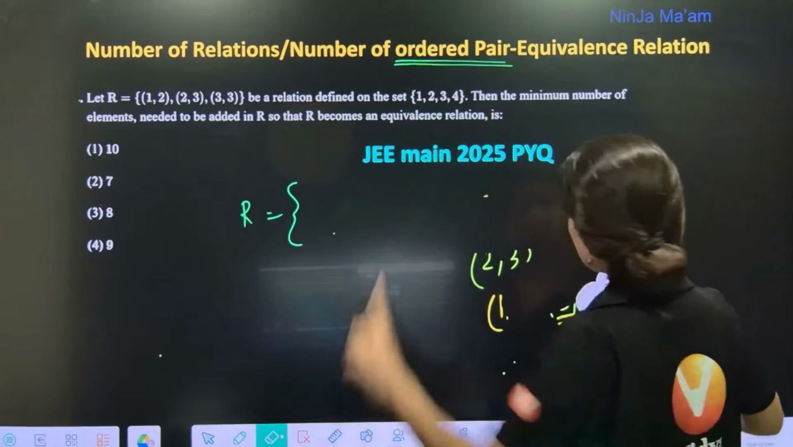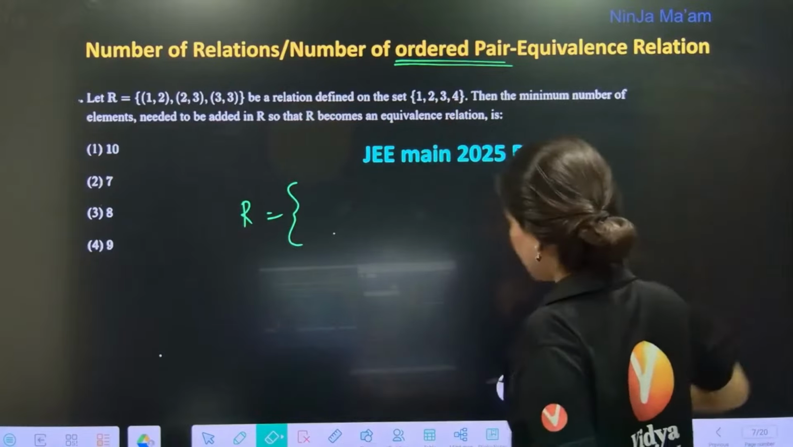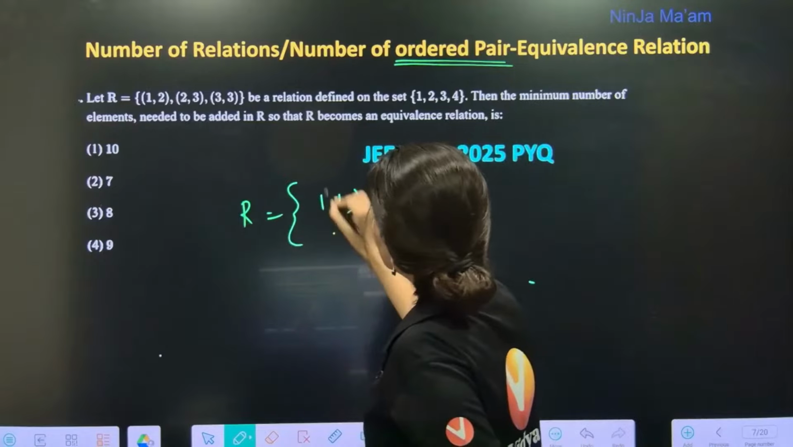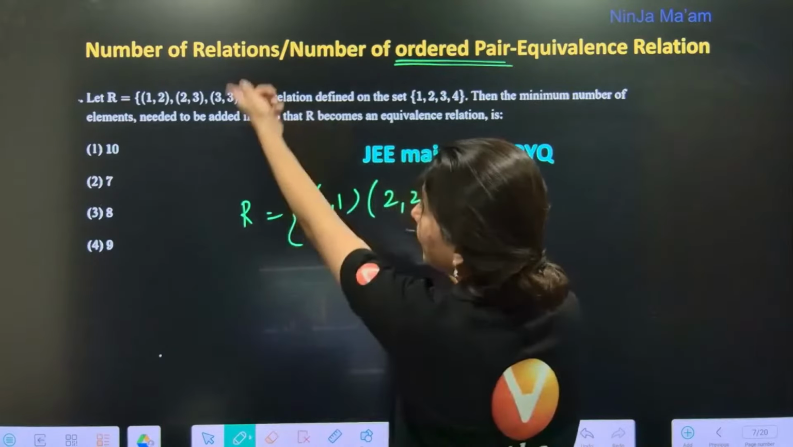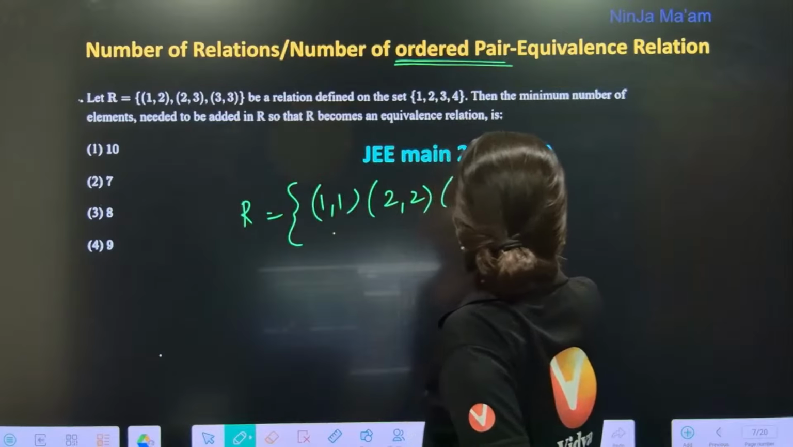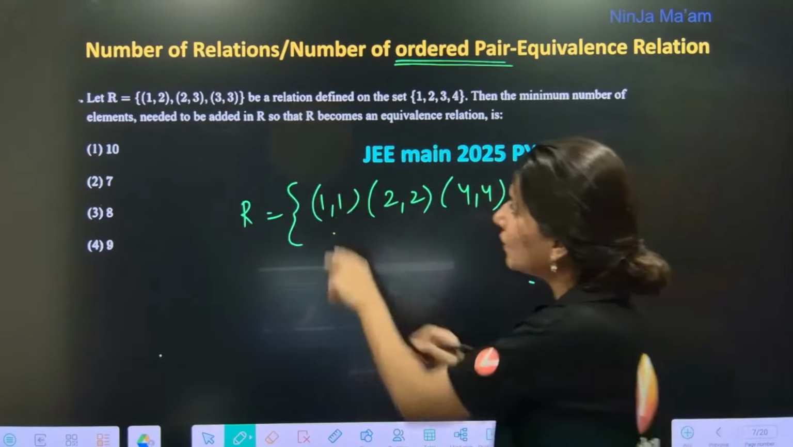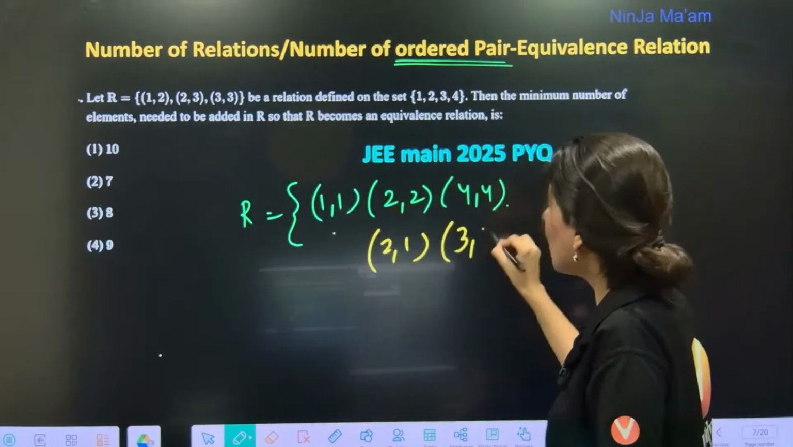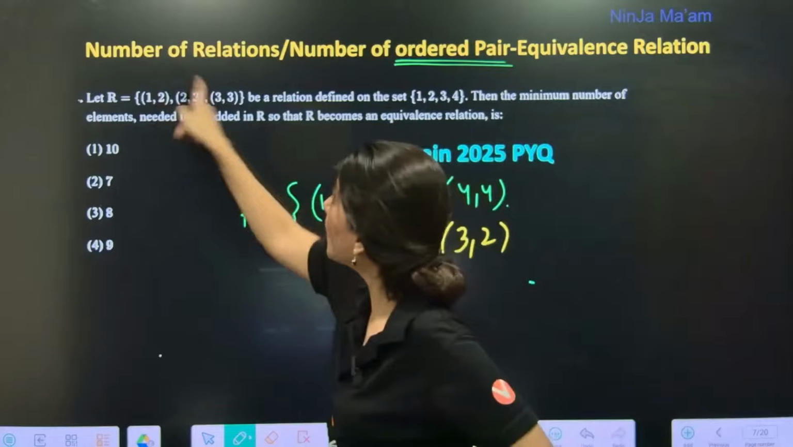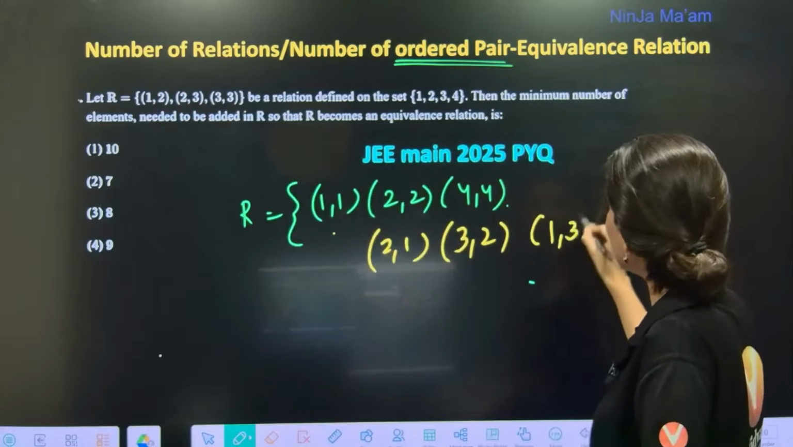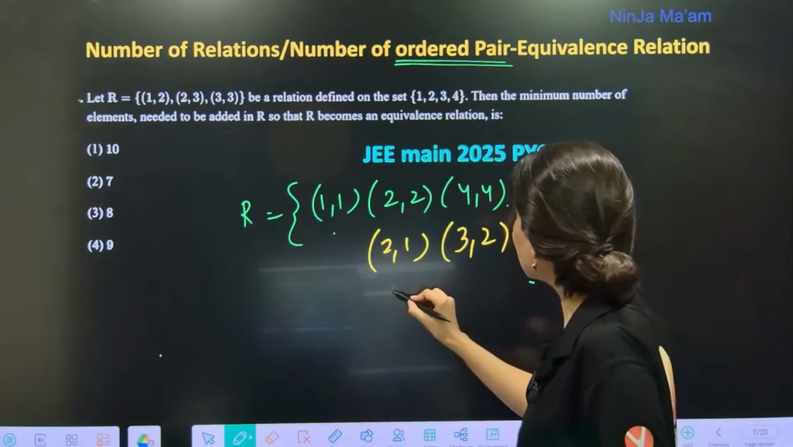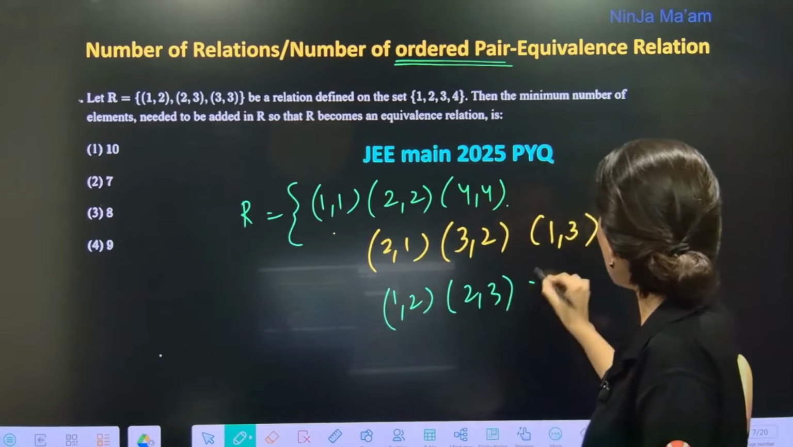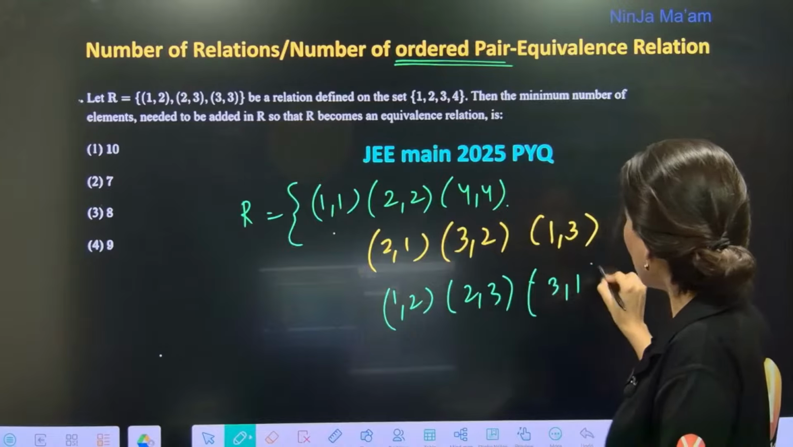Hold on. Maybe I missed out on this 4, 4. So 1, 1, 2, 2, 3, 3 already there. 4, 4. 3 ordered pairs are added. Now 1, 2. So 2, 1, ma'am. And 2, 3. So 3, 2, ma'am. Correct. Now 1, 2, 2, 3. So 1, 3 should be there. And they are counterparts. So that is 1, 2, 2, 3 and 3, 1.